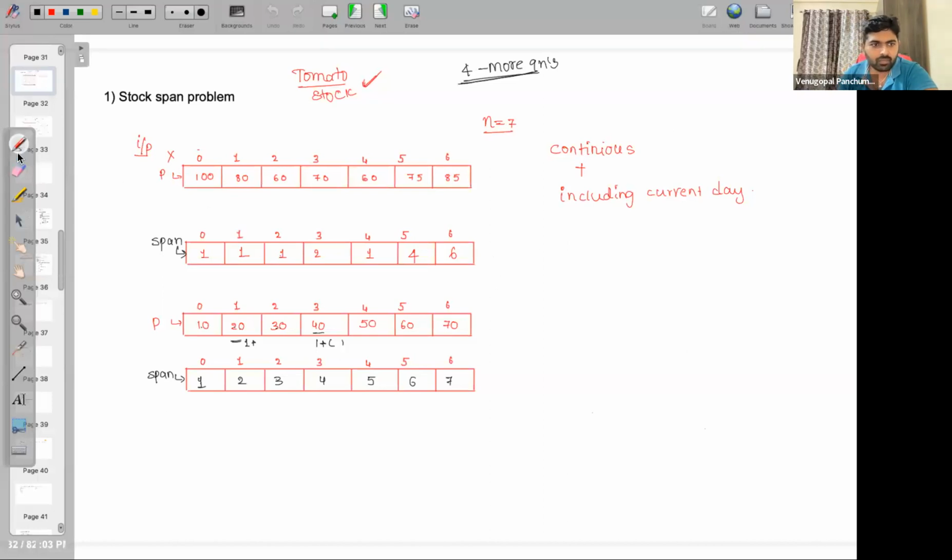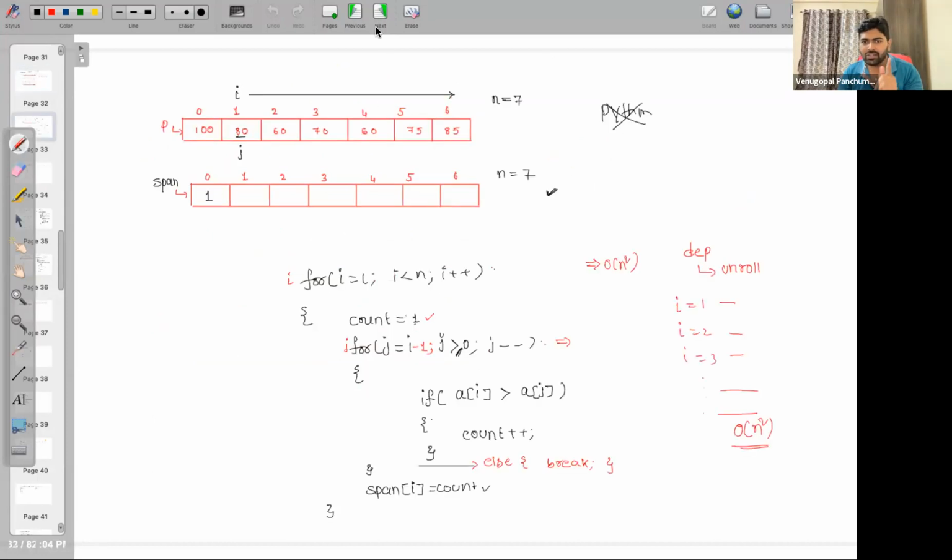Okay, so according to this question, what is the span definition here? You take any particular day, look at its left side, and see how many values are continuously less than or equal to that value. Along with that value, we add and put it here. That is the definition of a span. We have already seen the n square solution, which some of the students had told, but obviously it gives a TLE error.